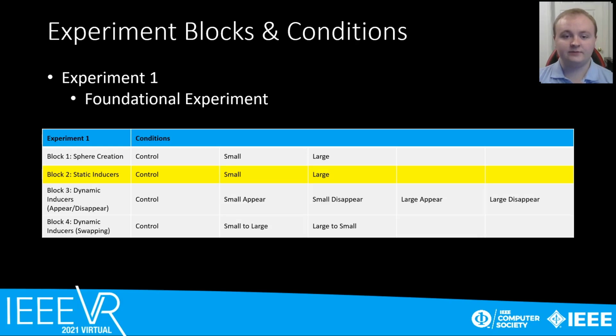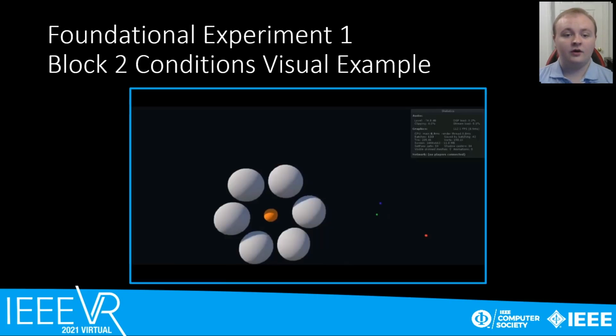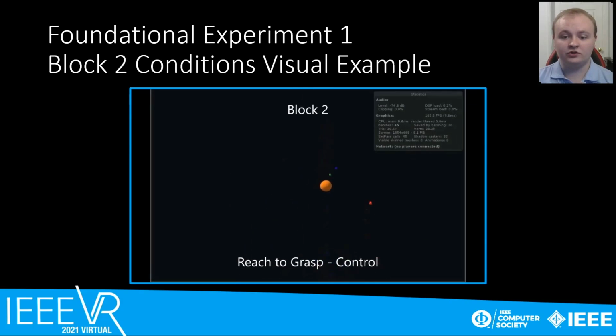For the reach to grasp tasks, there's block 2, 3, and 4. Moving to the reach to grasp tasks, we have block 2, which includes control, static small inducers, and static big inducers, as you can see in the video shown.